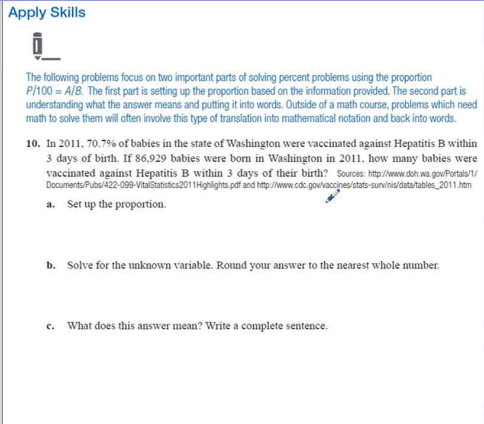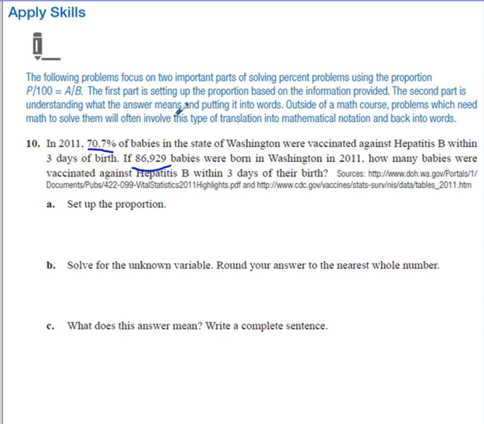In 2011, 70.7% of babies in the state of Washington were vaccinated against hepatitis B within 3 days of birth. If 86,929 babies were born in Washington in 2011, how many babies were vaccinated against hepatitis B within 3 days of their birth? So let's set up the proportion. So again, we have two pieces that we can see here, 70.7% and 86,929.